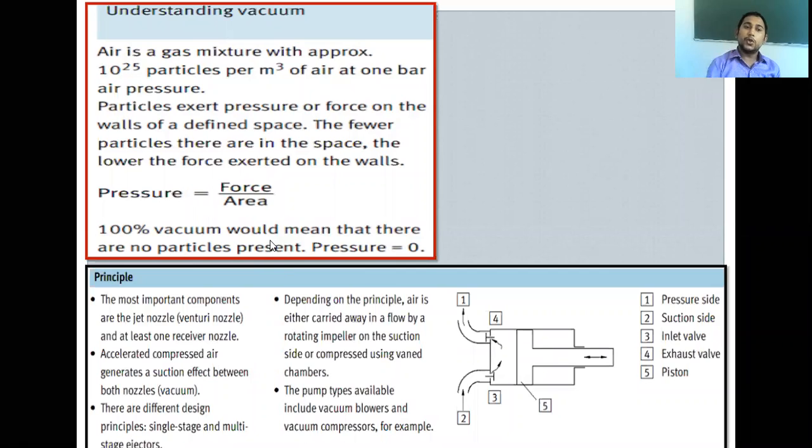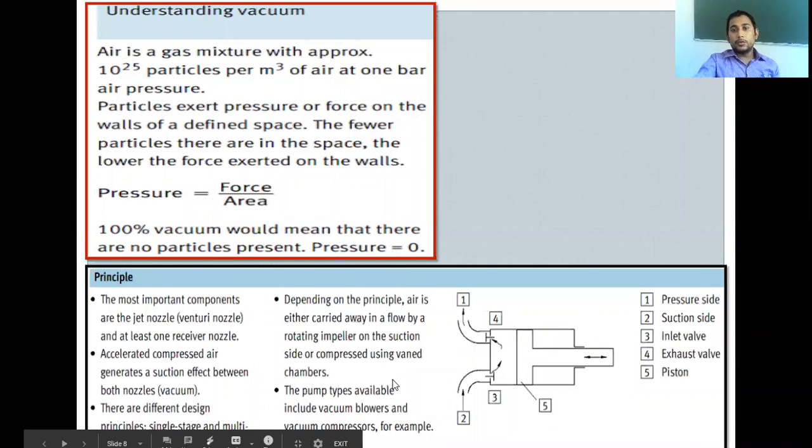So 100% vacuum would mean that there are no particles present. It means pressure is equal to zero. Inside the chamber, if 100% vacuum is available, it means no other particles are present, because by using the vacuum pump we remove all the particles from that particular chamber. It means that at that point pressure is zero. If 100% vacuum is there, it means that pressure is zero.